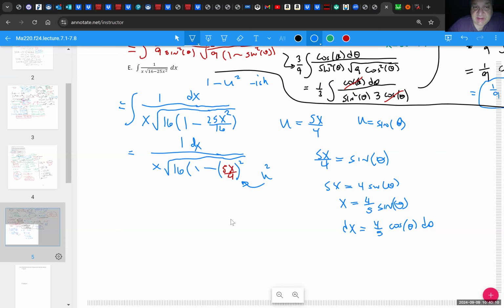Okay, so let's go ahead and make the substitution. Let's verify that it got easier and then hopefully find the answer to this problem. All right, on the top, we have 1 dx. 1 times 4/5 is just 4/5 cosine theta d theta. On the bottom, I have an x, which according to my little chart here, x is 4/5 sine theta.